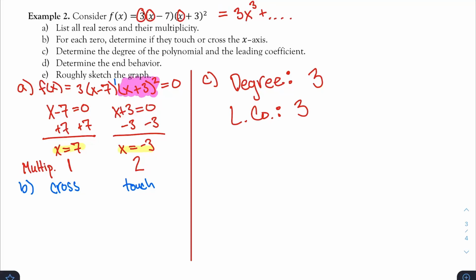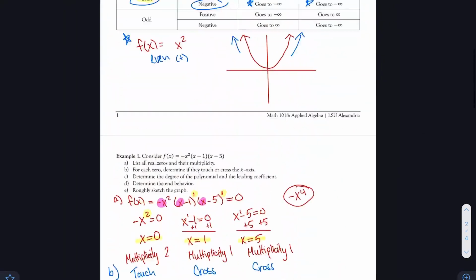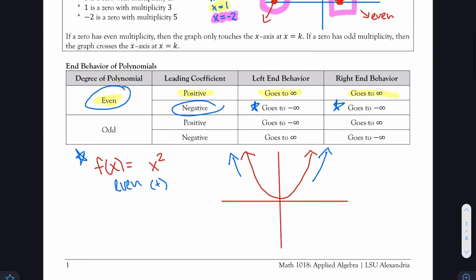Now we can move on to part D, the end behavior. Well, I must refer back to my table and what my degree and leading coefficient are. My degree is 3, which tells me that I have an odd degree. My leading coefficient is also 3, but for the leading coefficient, we're worried about whether it's positive or negative. In this case, my leading coefficient is positive. So, referring back to my table, we have an odd degree, and then we said our leading coefficient was positive. So I must have this type of end behavior.